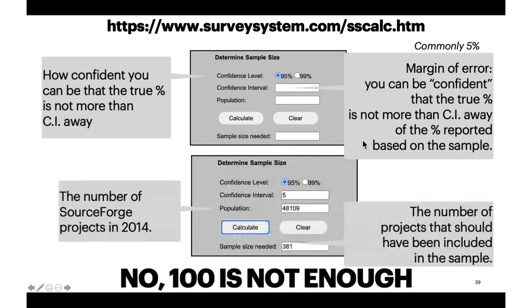So after this very brief primer on sample size, let us see what happens in our study. I have chosen the traditionally used confidence interval of 5%. I have used a relatively low confidence level of 95%. I filled in the number of projects on SourceForge in 2014 because this is when the paper has been published. And the number of projects that the authors should have included in their sample was 381.